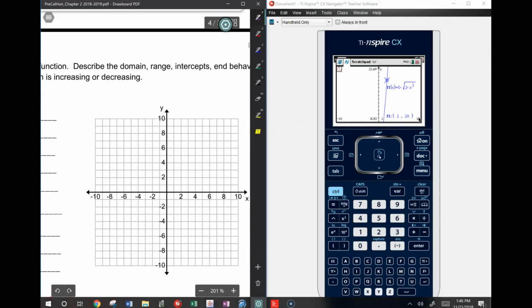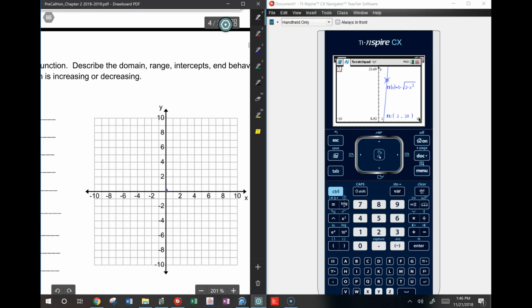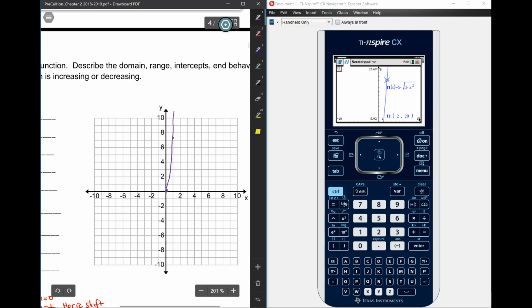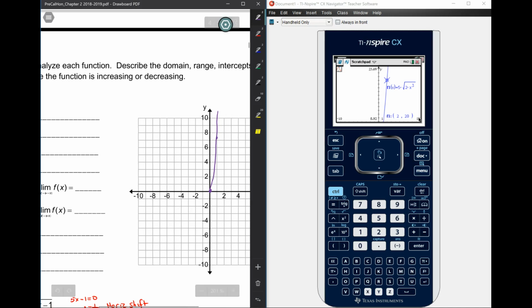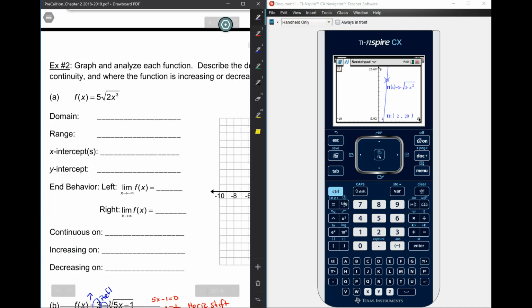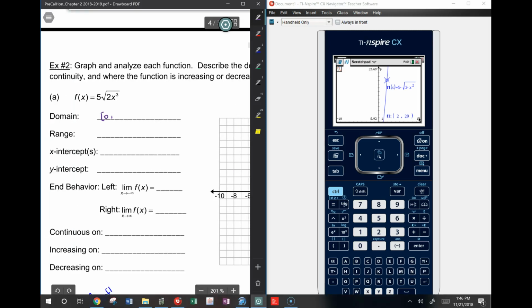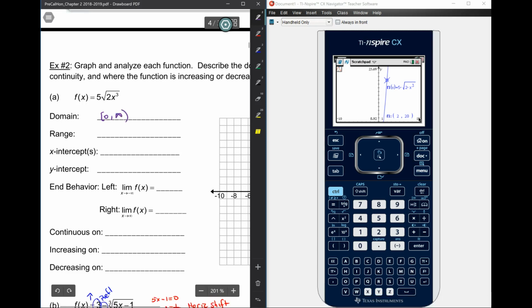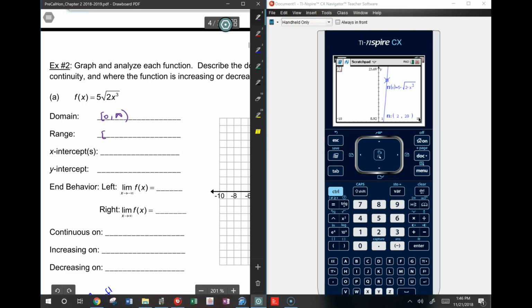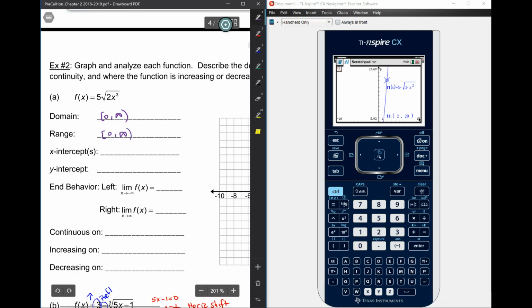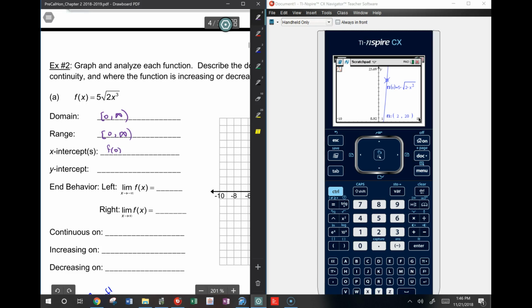So here it's 0. At 1, we said it was 7, right? And then it goes up like that. So it's going to sort of go like that. Okay? All right. Domain. Tell me domain. Quick, quick, quick. Range. Yes, range. X-intercepts, f of 0 is 0. Same for the y-intercept.